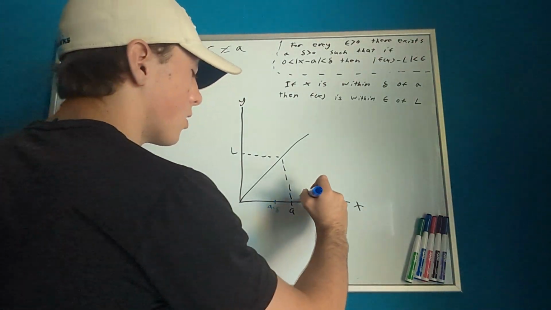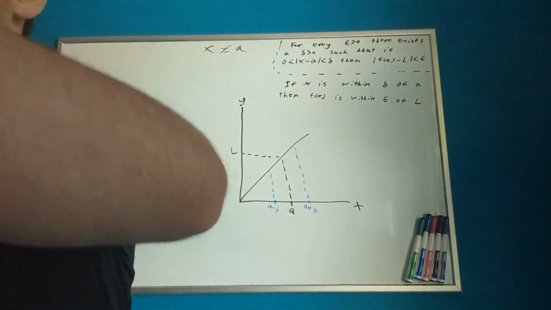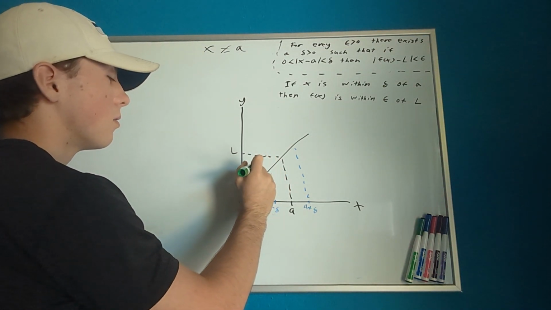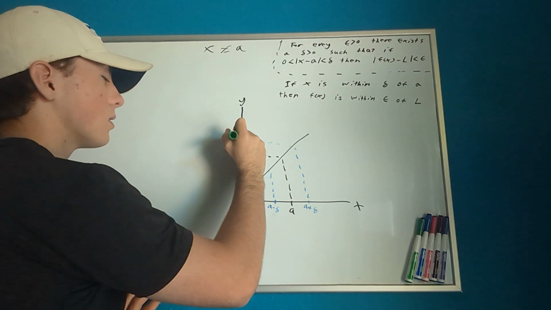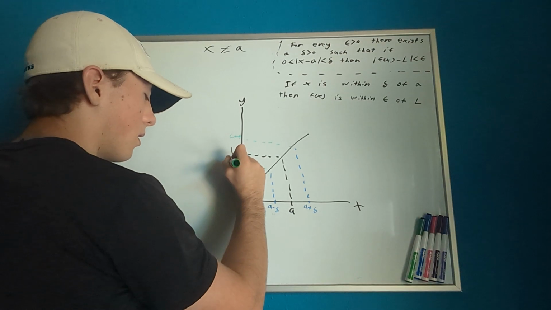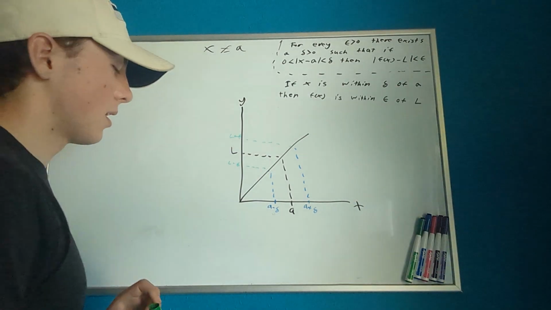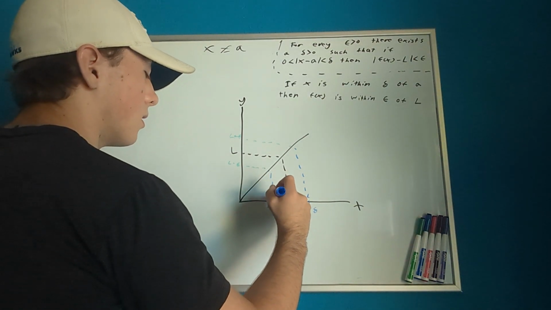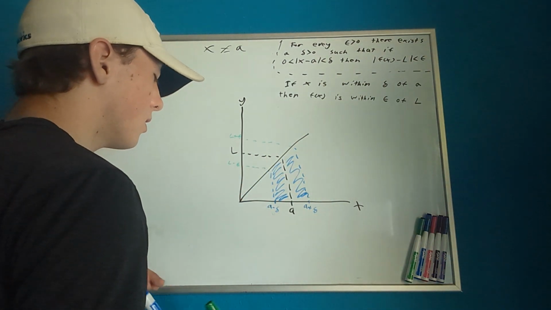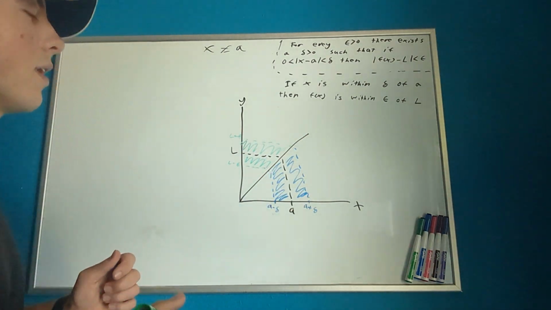Now, let's draw these up. And let's pick a new color. Let's pick green. So, draw this over here. This is going to be L plus epsilon. And over here is L minus epsilon. All right? So, let's shade these in. I think it'll make it a little bit easier to understand. Now, if I shade these in, let's take a look at what the informal definition means.